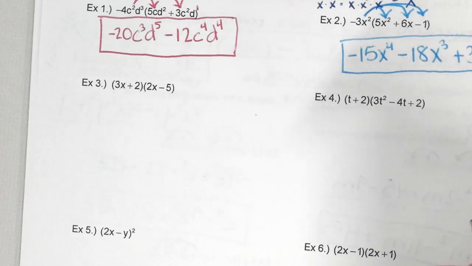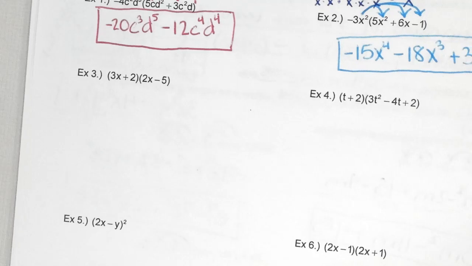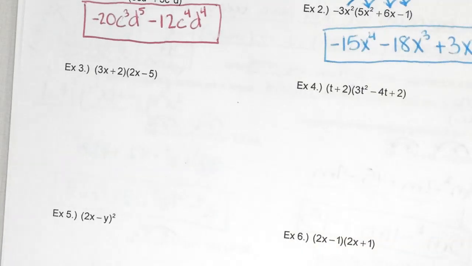I don't ever call it that because I feel like people got so thrown off with which ones are the first, which ones were the outside. Anyways, I call it double distribution. That's the way my brain works. That's what works for me. If you prefer to think of FOIL, that's totally fine. Everybody's different, okay?